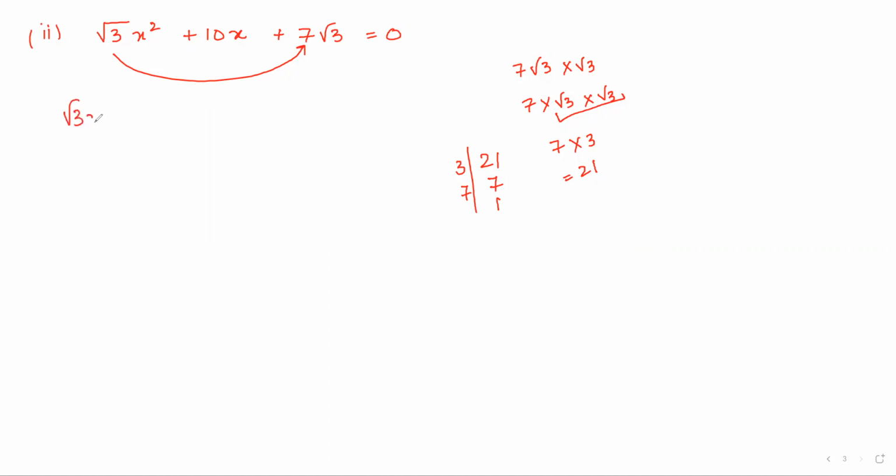So under root 3x square plus 7x plus 3x plus 7 under root 3 is equal to 0.